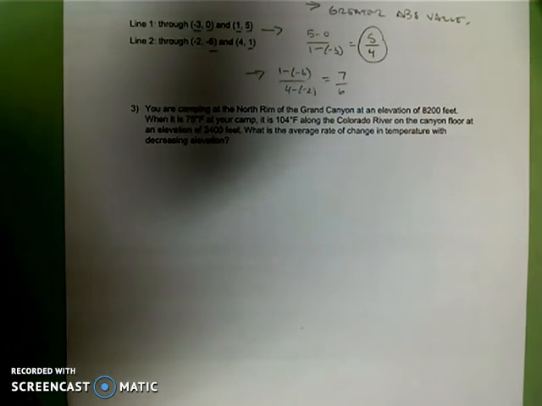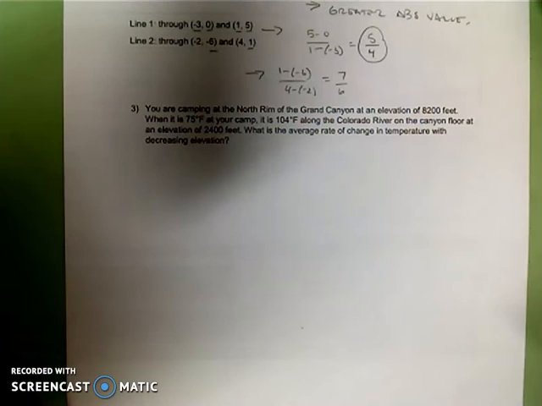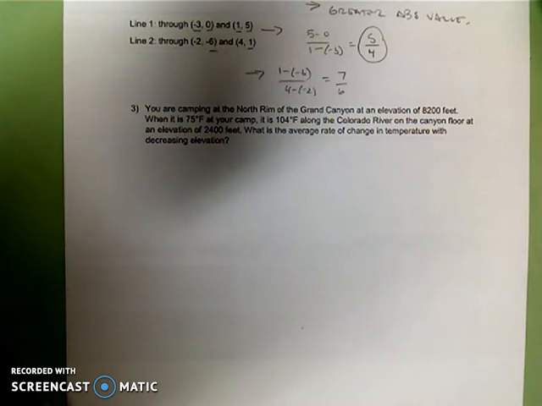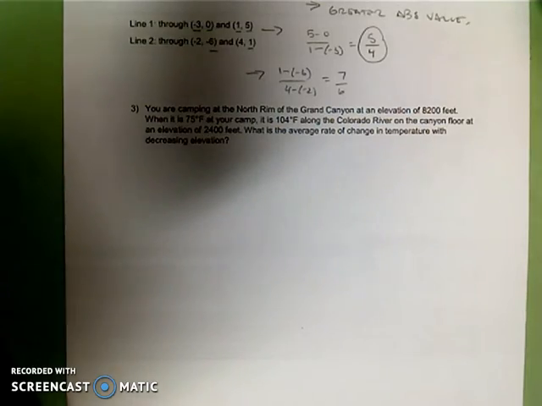Lastly, we talked about slope as a rate of change, and especially applying when we look at word problems. So let's take a look at this one. Camping at the north rim of the Grand Canyon at an elevation of 8,200 feet. So when it's 75 degrees at your camp, it's 104 degrees at the floor of the canyon along the Colorado River. What's the average rate of change of temperature as elevation decreases?